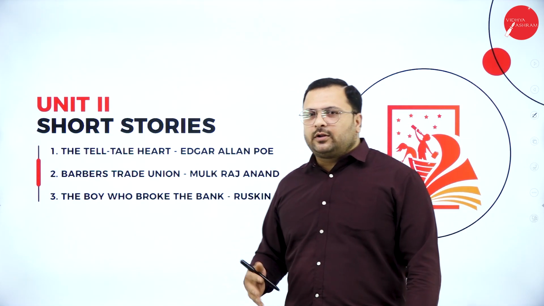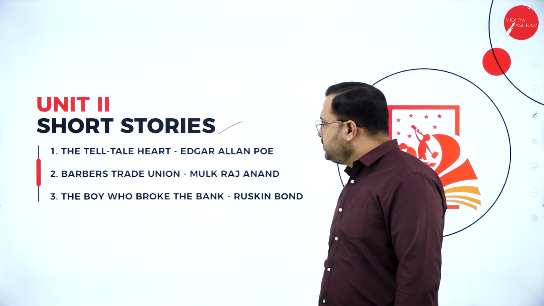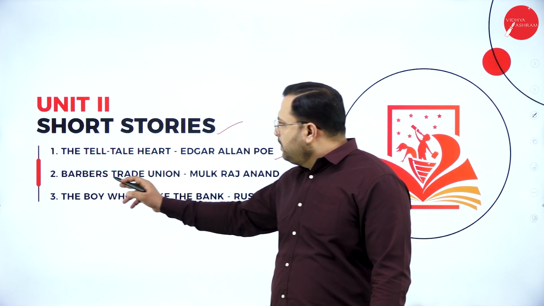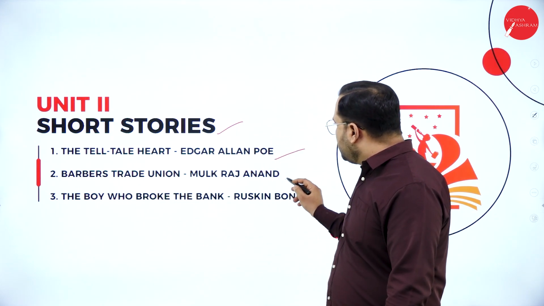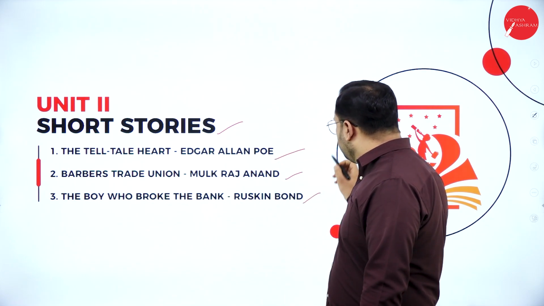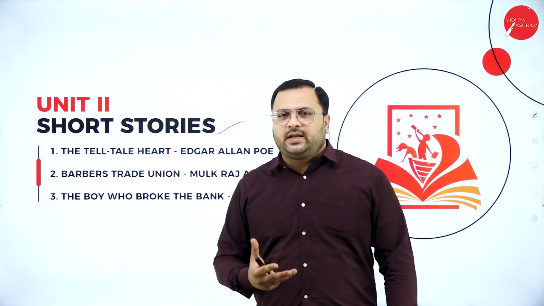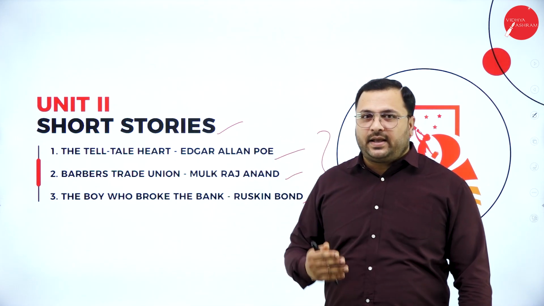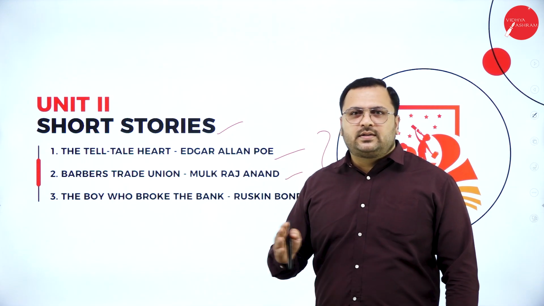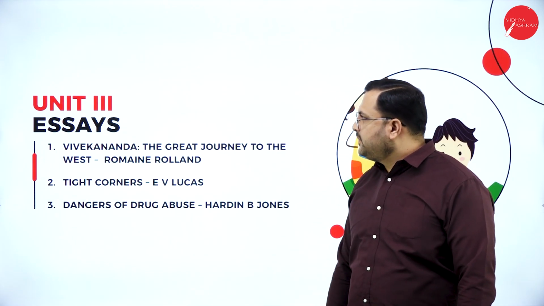And the second one among the 4 are the short stories, that is under Unit 2. The Telltale Heart, Edgar Allan Poe. Barber's Trade Union by Mulkraj Anand. The Boy Who Broke the Bank by Ruskin Bond. There are these 3 short stories. They are very simple and easy to understand, but at the same time, they will give you a beautiful picture of different human psychology. Moving on to the next one, we have essays.